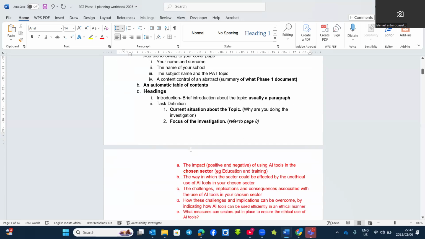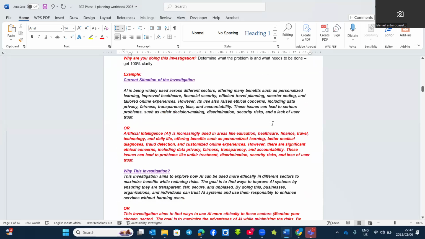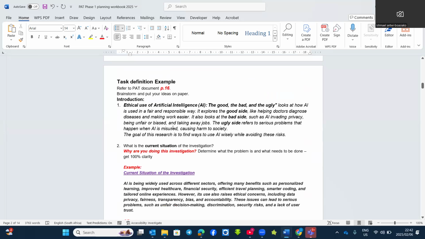Then these are the headings we are going to focus on. The introduction. Introduce your topic using a paragraph. So, for instance, we can begin our introduction in this way: the ethical use of AI, the good, the bad, and then the ugly. Look at how AI will be used in a fair and responsible way.